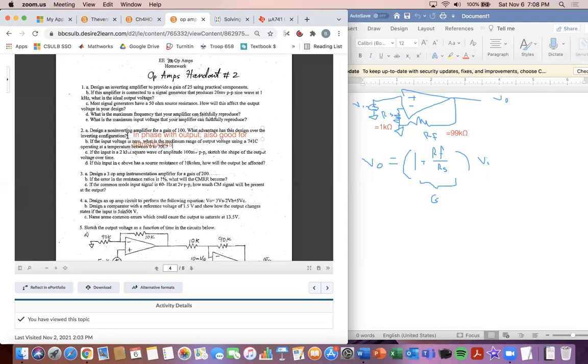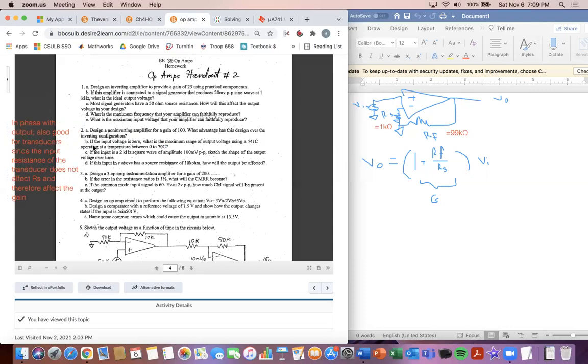Since the input resistance does not affect RS of the transducer, it does not affect RS, and therefore does not affect the gain.